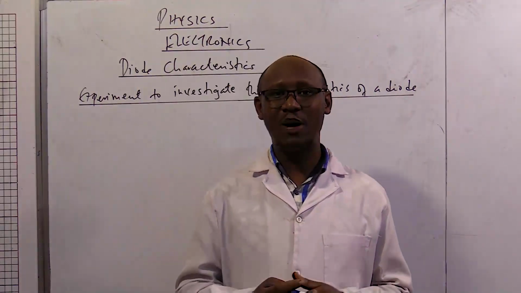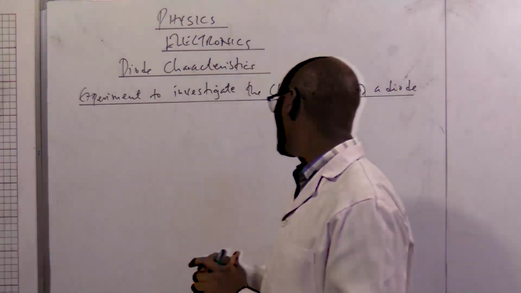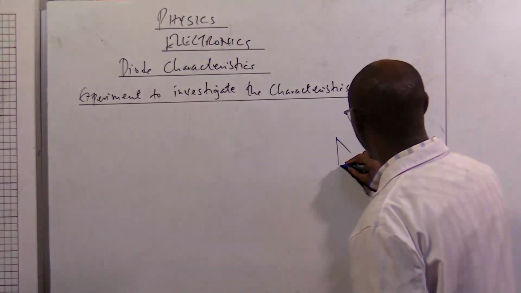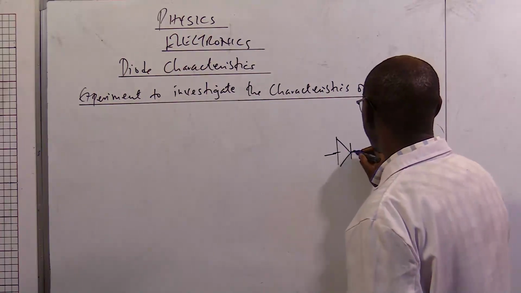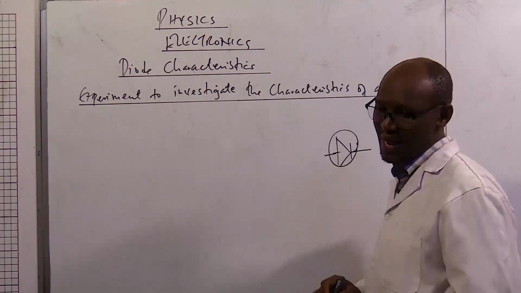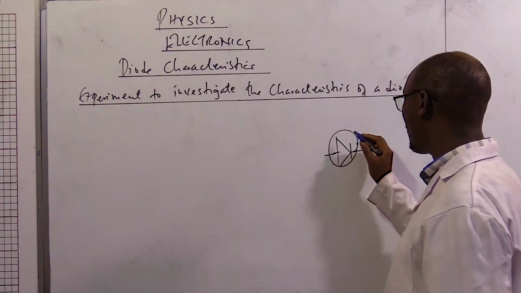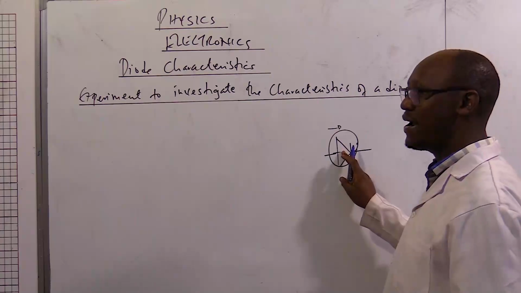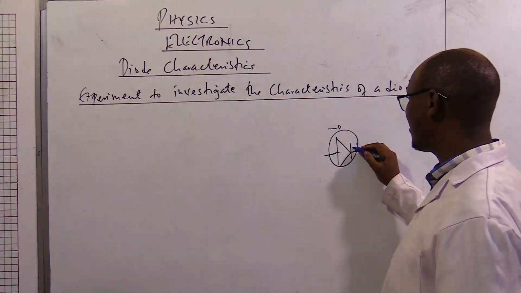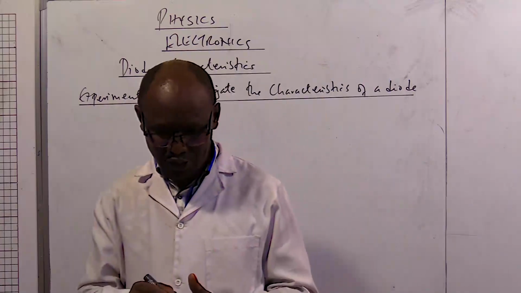We also mentioned the symbol of our diode, which looks like that. We have an arrow and then that circular thing. The arrow points in the direction of flow of conventional current, whereby this is the anode, and on this side we have the cathode.